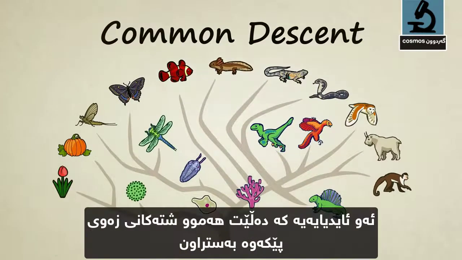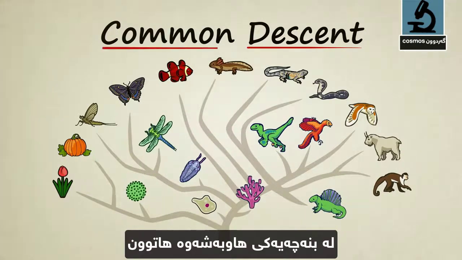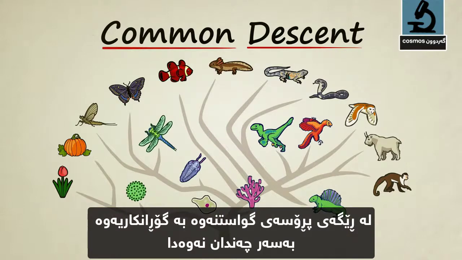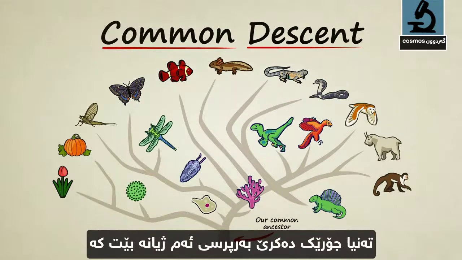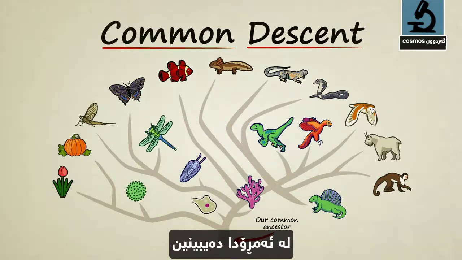Common descent is the idea that all living things on Earth are related. They descended from a common ancestor. Through the gradual process of descent with modification over many generations, a single original species is thought to have given rise to all the life we see today.